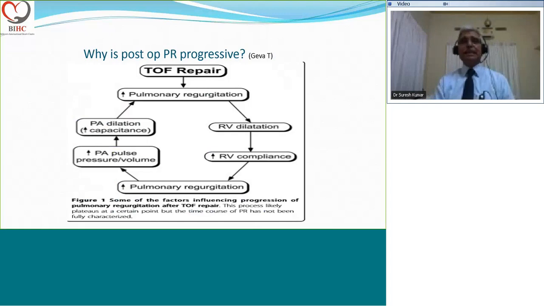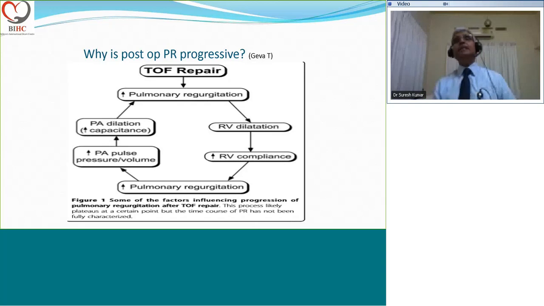This helps us in understanding why pulmonary regurgitation is progressive after TET repair. You know that there is pulmonary regurgitation always, practically, after tetralogy repair, if there is a transannular patch. RV dilatation is the consequence of this. With passage of time, the RV compliance increases. As the RV compliance increases, remember, the pulmonary regurgitation is bound to increase as the pressure gradient in diastole between the PA and the RV is increasing.